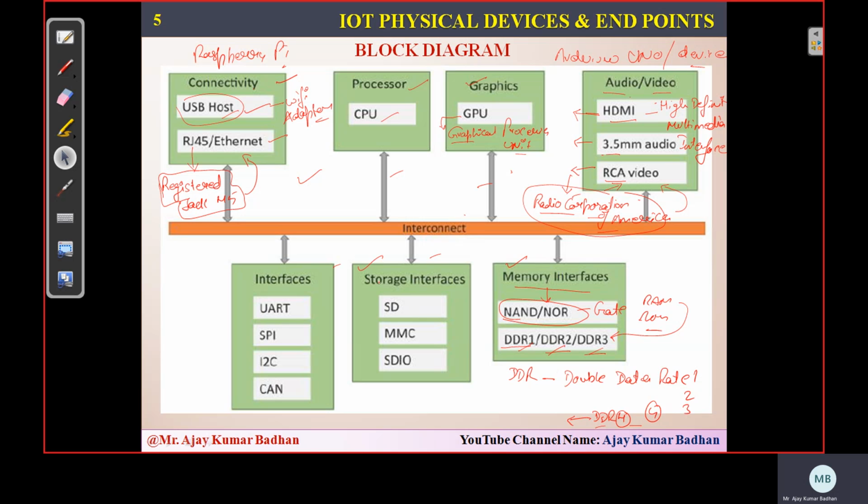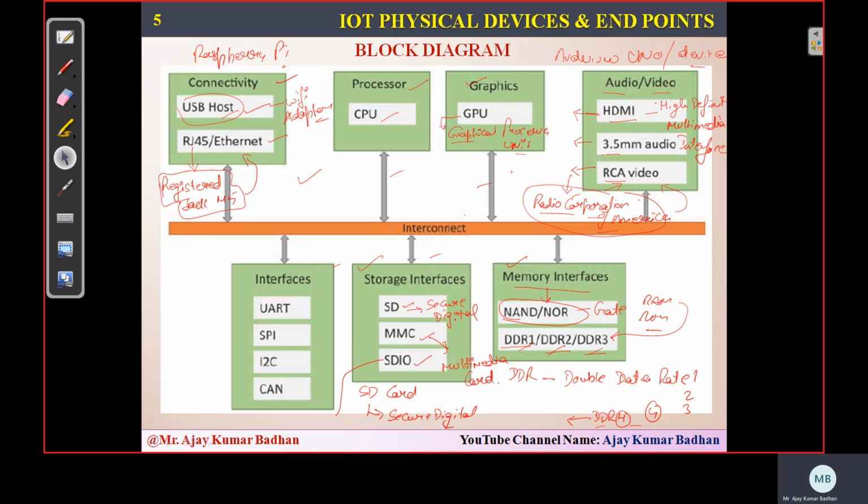Then if we talk about the storage interfaces, we need to store the information. We can store it using SD cards, MMC cards or SDIO cards. We usually call it an SD card, where SD is nothing but secure digital card, the one which is very secure. And what about MMC? Does anyone have any idea? This is what we call a multimedia card. MMC is nothing but a multimedia card.